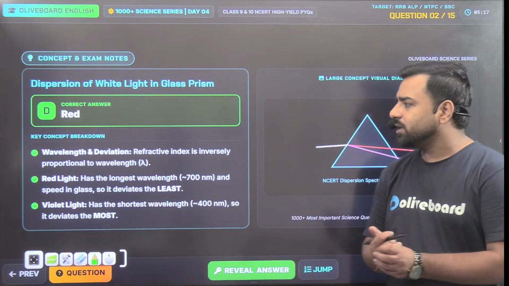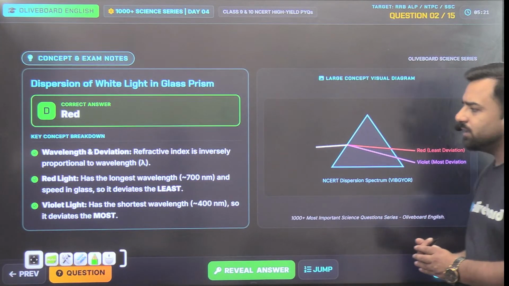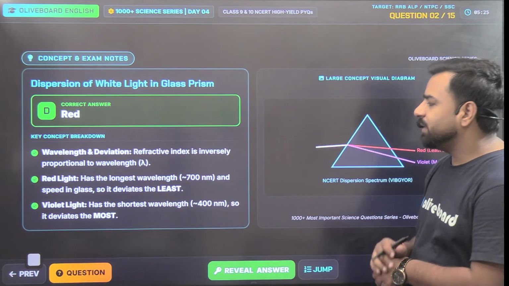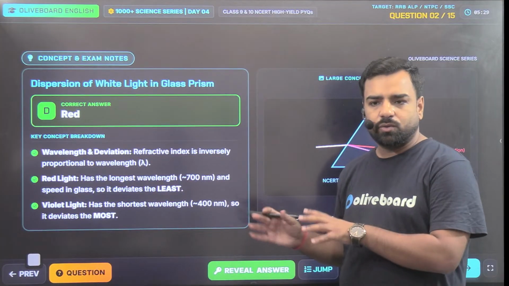We know that refractive index is inversely proportional to the wavelength. Red color has the longest wavelength, and in glass it deviates the least. So this was done.